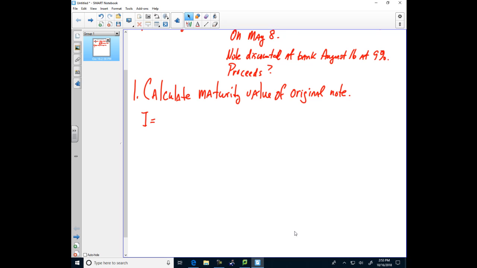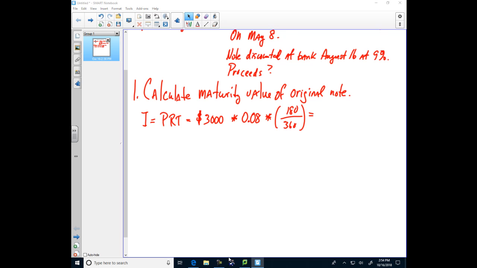So the interest, of course, is the principal times the rate times the time. And I'm assuming here we're using ordinary interest, which means we're going to use 360 days. So 3,000 times 0.08, that's 8% converted to a decimal. And then here we're going to have 180 over 360. So that's the interest at the end of this time period.